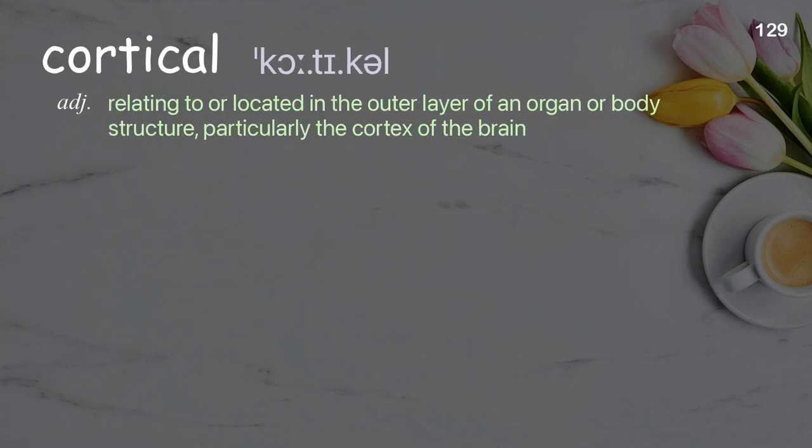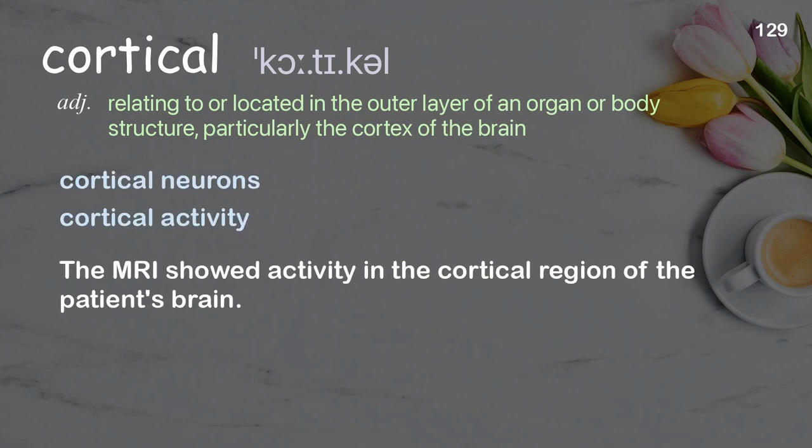Cortical. Relating to or located in the outer layer of an organ or body structure, particularly the cortex of the brain. Examples. Cortical neurons. Cortical activity. The MRI showed activity in the cortical region of the patient's brain.